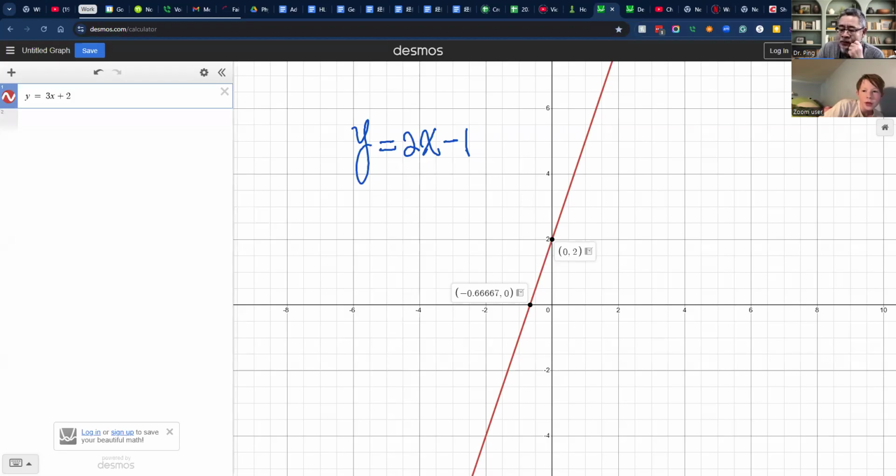Sorry, what are we trying to find? Find the xy intercept. So graph it. Use the website. Graph this just like I did earlier, and find the x and y intercept. Good.